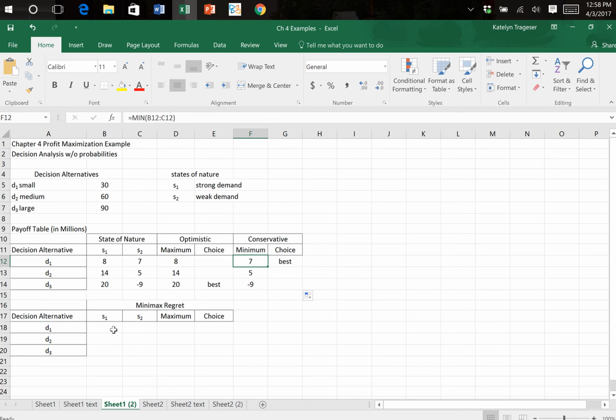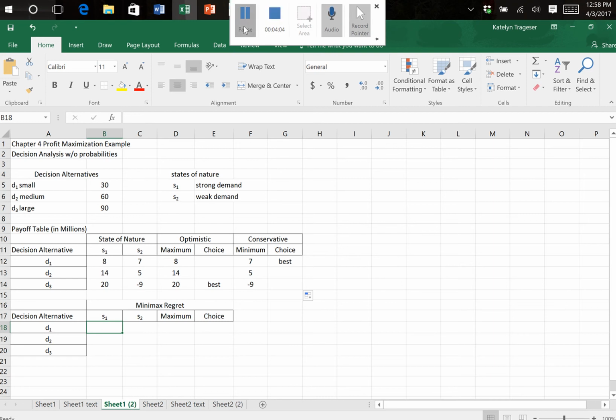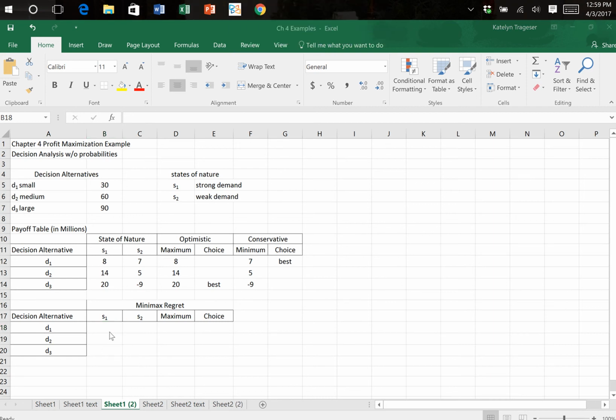So now we have to do a little bit of math here. What we want to do here is look at the maximum regret. So what could we be missing out on? So for each decision alternative in state of nature, now we have to do one more step. We want to look at the maximum value for state of nature 1 or a strong demand and subtract the value that we're given from the maximum. So for instance, right here in this cell, we're going to end up with 20, our maximum, minus 8 or 12. But we want to enter that as a formula.